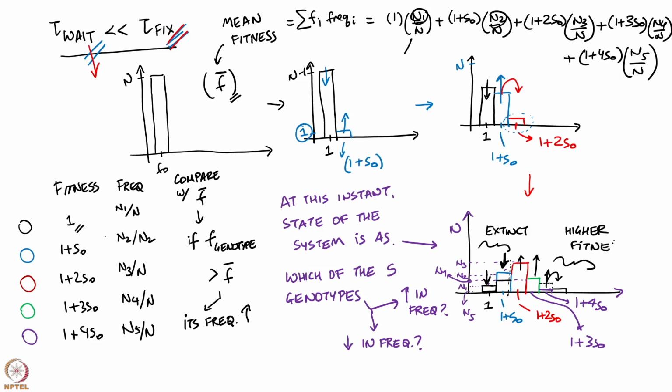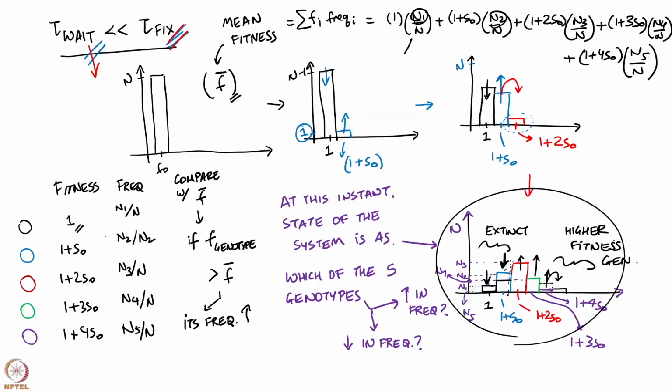Higher fitness genotypes will keep coming, and so on and so forth. So, this interplay between the left ones keep getting extinct, the right ones keep coming up, will continue as we move forward in time. So, that is the first representation, that instead of only 2 bars, now if I take a look at this at any given point in time, I am seeing 5 to 6 genotypes coexisting with each other.